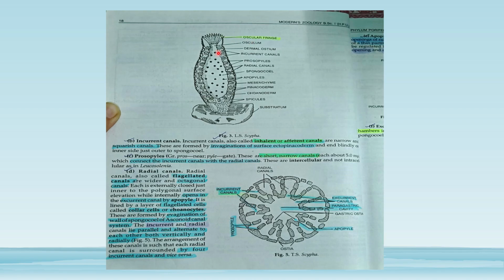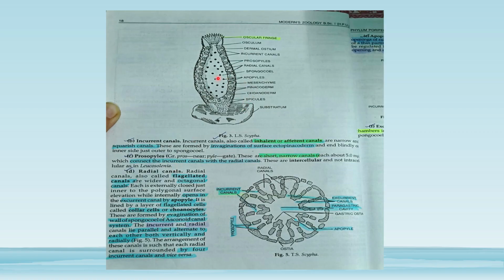This is the osculum. This is the dermal ostia, dermal because it is on the body surface. Incurrent canals. Okay. Prosopyles. Prosopyles are very important. These are the openings in between the incurrent canals and radial canals. Prosopyles can be asked: what are prosopyles? Proso means near, pyle means gate. There are short, narrow canals which interconnect the incurrent canals with radial canals. And these are intercellular and not intracellular as in Leucosolenia. Okay.